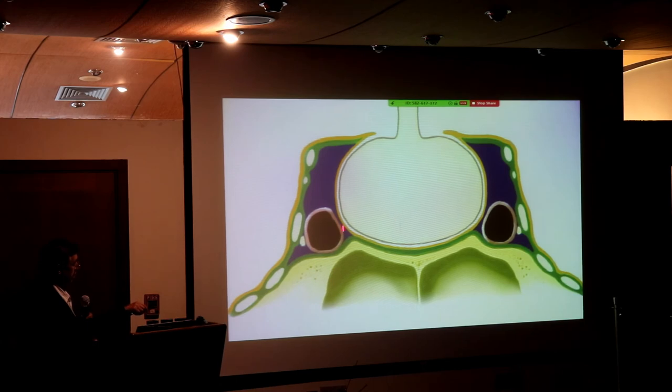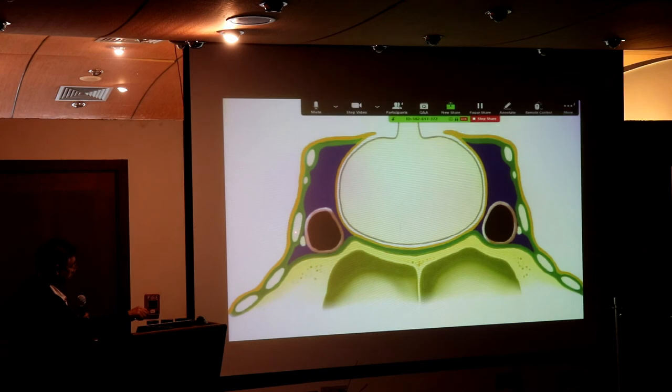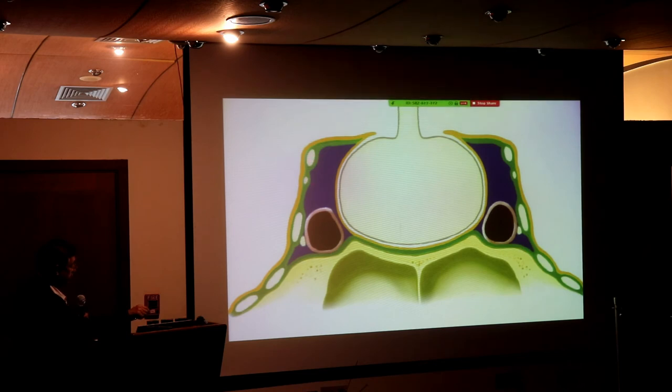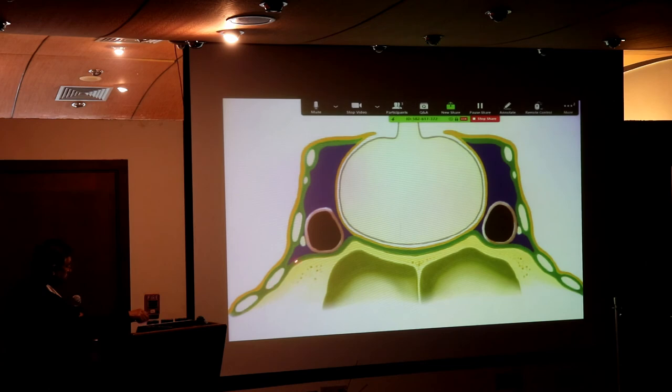Sella turcica is sitting on the body, on the top of the body. On top of it is the sella turcica with the pituitary, and on both sides you have the cavernous sinus with the carotid artery inside, with the venous plexus inside, third nerve, fourth nerve, first division of trigeminal, second division, third division, and the sixth nerve. So third, fourth, and sixth. The only one which is really inside the cavernous sinus is the sixth, while the third, the fourth, and the first division of trigeminal are on the wall of the cavernous sinus. V2 and V3 are not inside the cavernous sinus.